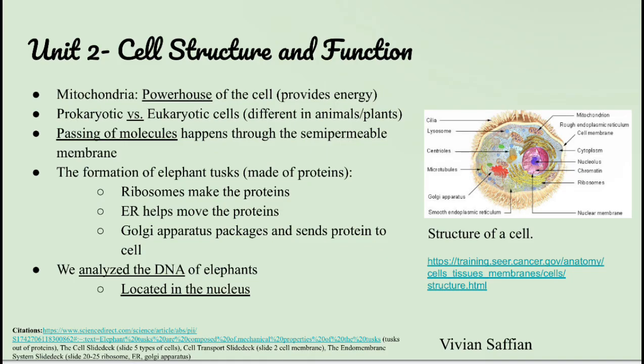To connect this back to the elephants, we talked about the formation of the elephant tusks, which are made of proteins, which is a macromolecule. First, the ribosomes make the proteins, then the endoplasmic reticulum helps move the proteins, and then the Golgi apparatus packages and sends proteins to the cell.